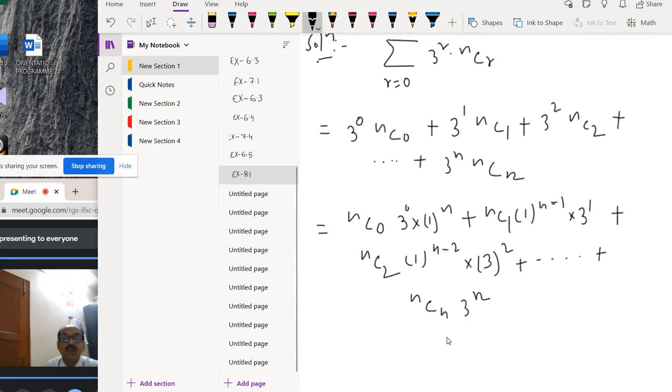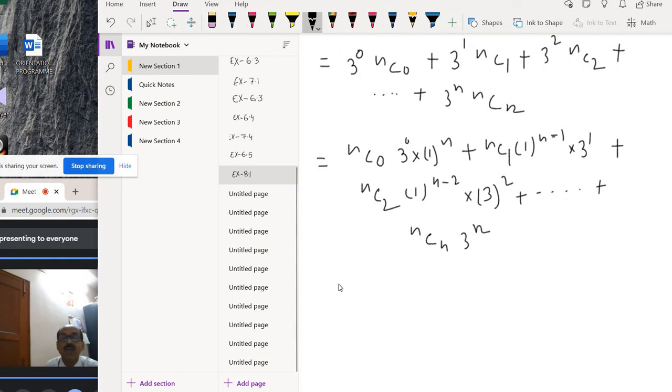So use the binomial theorem. So this equals 1 plus 3 to the power n, and this equals 4 to the power n. So this is the question only, 4 to the power n. So it is proved.